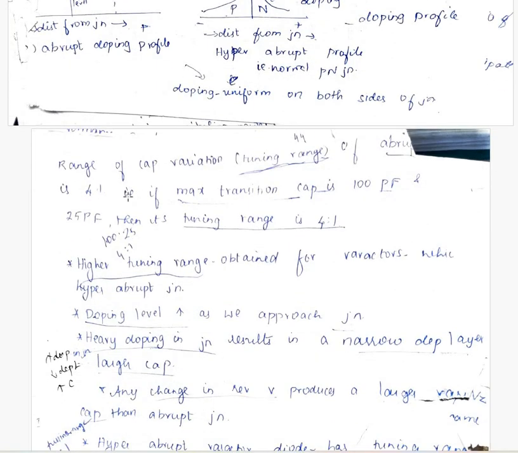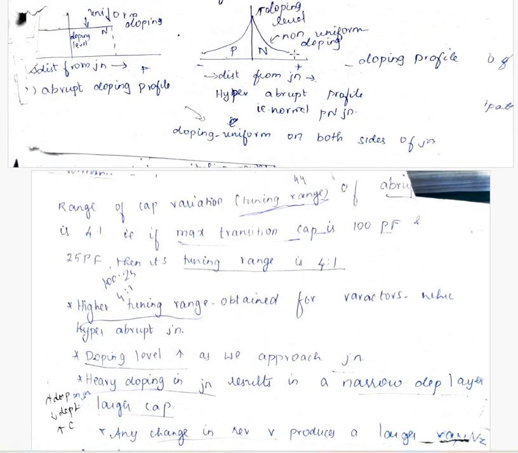For the abrupt doping junction, the maximum tuning ratio, which is the ratio of maximum to minimum capacitance value, is 4:1. So if the maximum capacitance is 100 picofarad, the minimum value is 25 picofarad, 100:25 or 4:1, for the abrupt doping junction, where the doping is uniform on both sides.